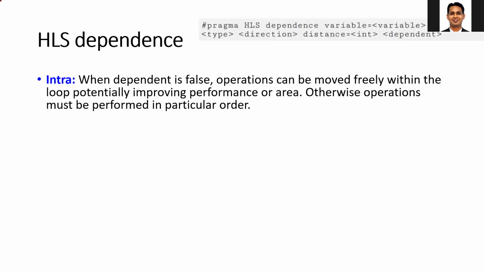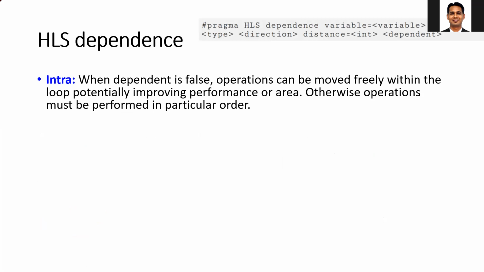Okay, so for intra dependence, when the dependence is false, that means there is no dependence within a single iteration of the loop. Okay, so what does this mean? That means you can move the operations freely within one iteration of the loop, so that you can improve the performance or the area requirement further.